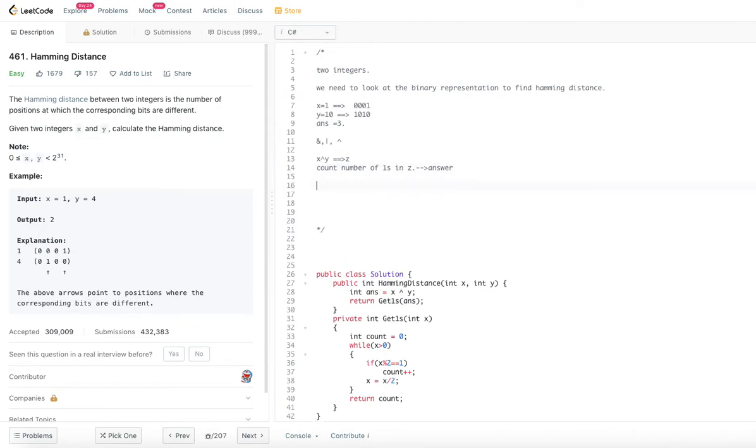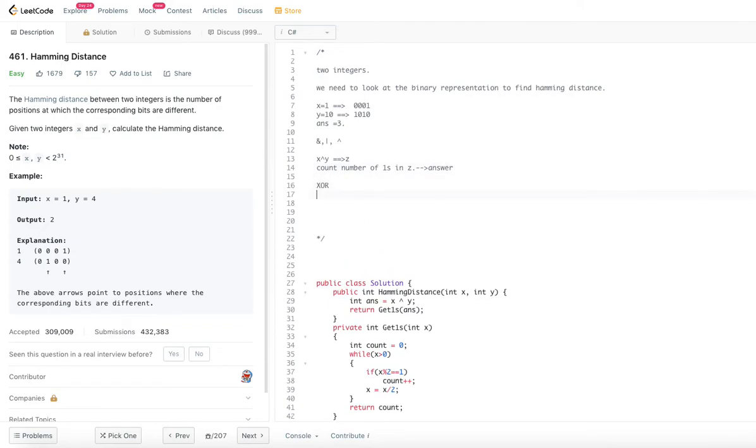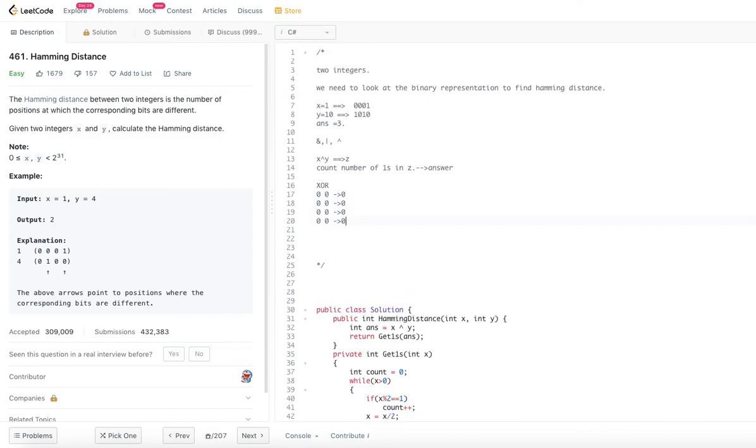Because if you look at the XOR truth table, 0 0 will be 0. So when both are 0, it will be 0. When this is 0 and 1, it will give you 1. When 1 and 0, 1. 1 and 1 is 0. So this is the XOR truth table.